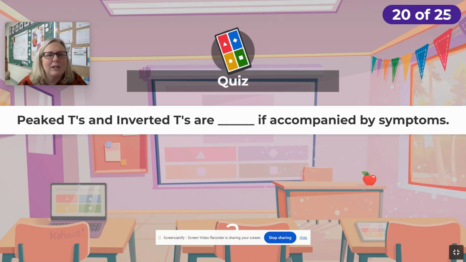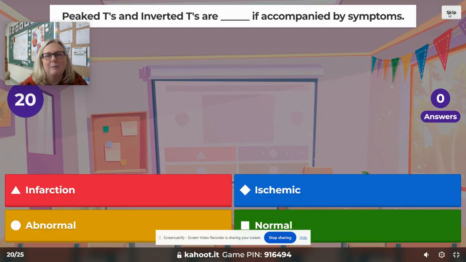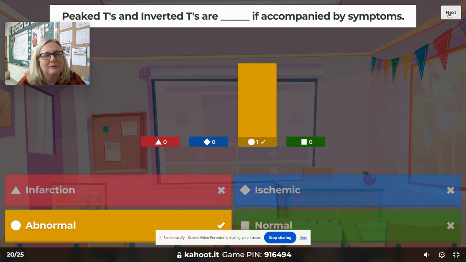Okay, peaked T's and inverted T's are blank if accompanied by symptoms. Kind of a trick question. It's really just abnormal. If you have peaked T's and inverted T's and you have symptoms with those, it's most likely abnormal. We don't know what it is because it means lots of different things. So we have no idea what it is. We know it's abnormal. That's the best answer for this.